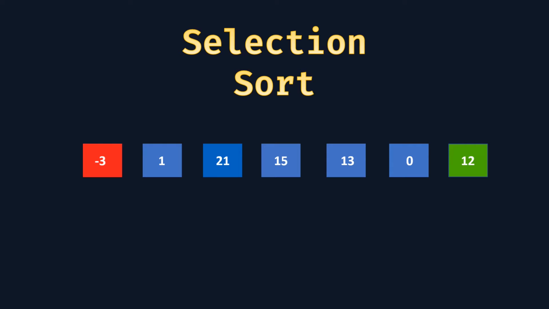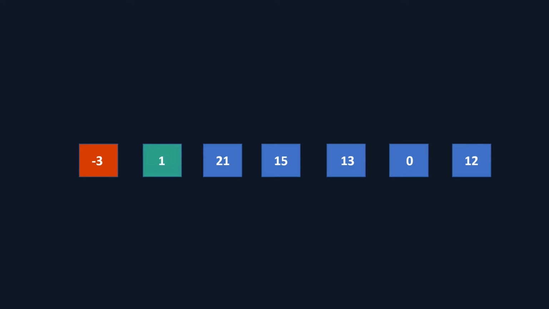Now our first element is sorted. Now we will move to the second element. So now we have the second element as 1. Now we will compare it with 21. As we know that 21 is greater than 1, so we will take 1 as minimum, and we will move ahead. Then 15 is still greater than 1, so we will move ahead.